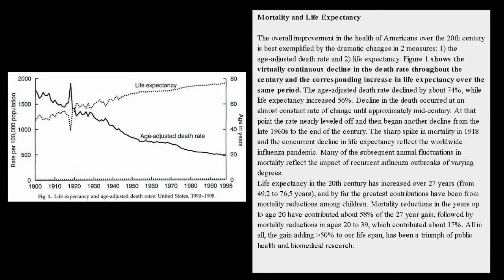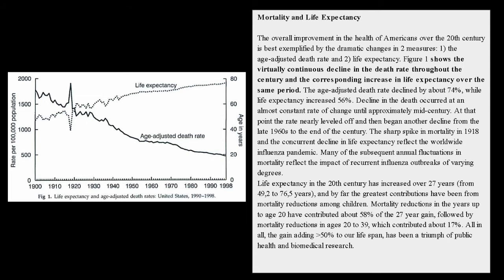Mortality and life expectancy. The overall improvement in the health of Americans over the 20th century is best exemplified by the dramatic changes in two measures: 1. The age-adjusted death rate, and 2. Life expectancy. Figure 1 shows the virtually continuous decline in the death rate throughout the century, and the corresponding increase in life expectancy over the same period. The age-adjusted death rate declined by about 74%, while life expectancy increased 56%.